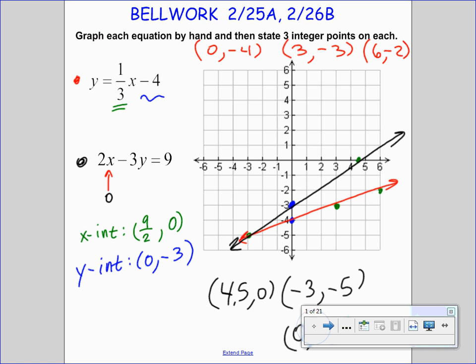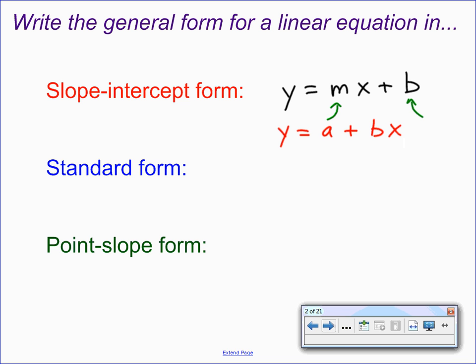Standard form we saw in our second one. Standard form was ax plus by equals c, and that's useful for finding x and y intercepts easily. And lastly, point slope form.